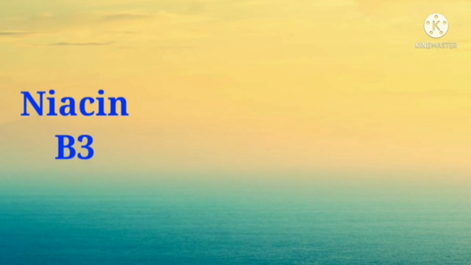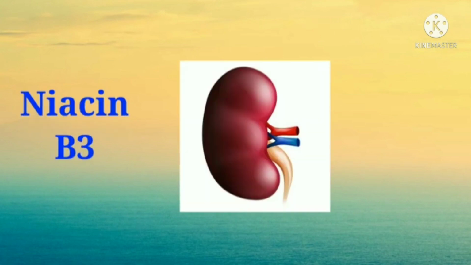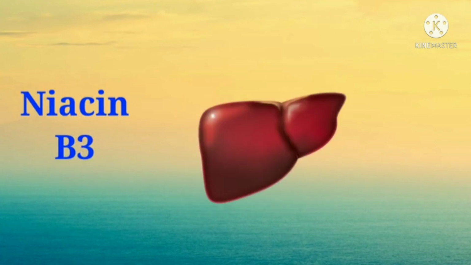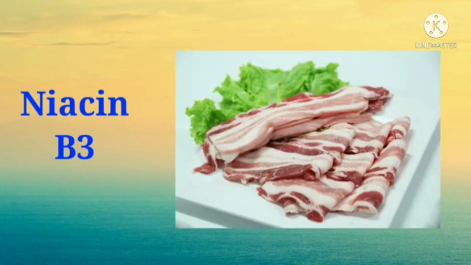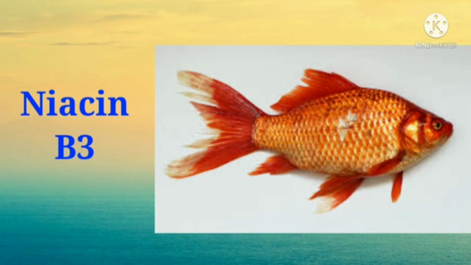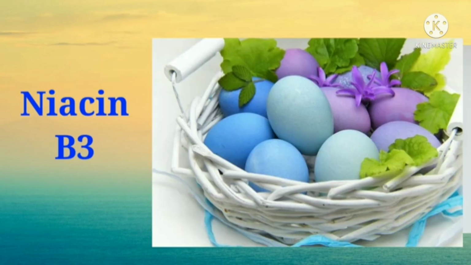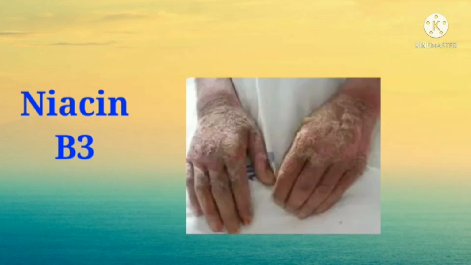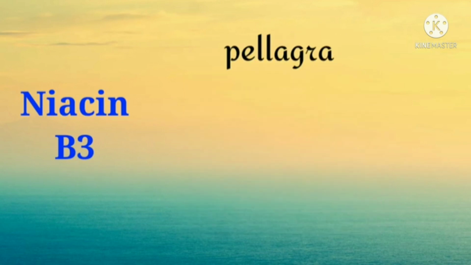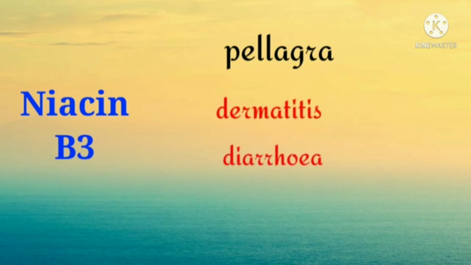Niacin. This B3 vitamin is found in kidney, liver, meat, fish, egg, oil seeds. The absence of B3 vitamin causes pellagra disease. The symptoms of pellagra are dermatitis, diarrhea, loss of memory, and scaly skin.